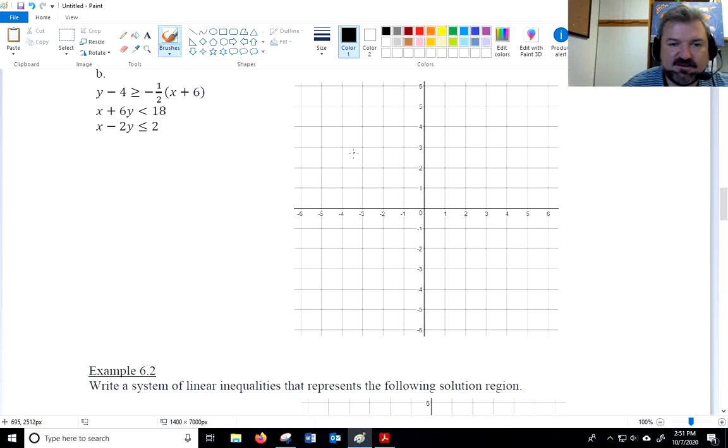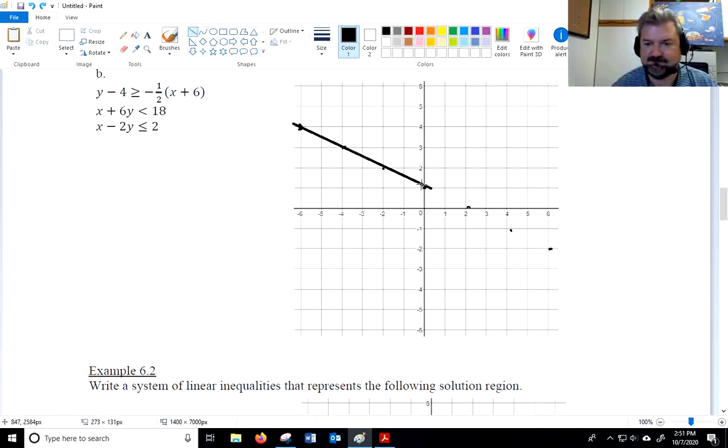All right, we're going to be doing point-slope form on this first one. The x-coordinate is negative 6 and the y-coordinate is positive 4. And we have a slope of negative 1/2, so down 1 over 2. And it is a solid line. Oh, I can do better than that. Let me get the line tool. Perfect.